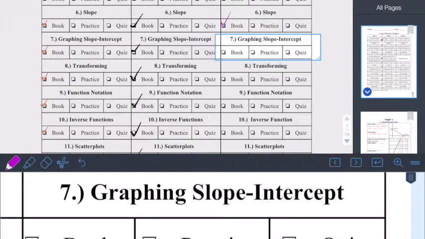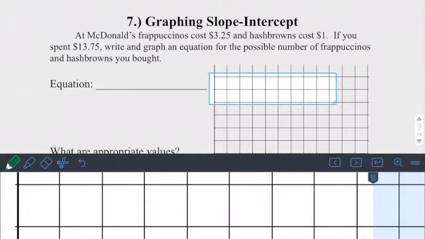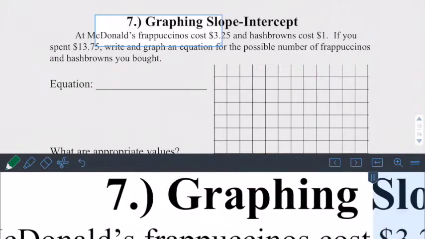Our seventh lesson is graphing slope-intercept at our Tier 3 level. At McDonald's, Frappuccinos cost $3.25 and hash browns cost $1. If you spend $13.75, write and graph an equation for the possible number of Frappuccinos and hash browns that you bought. We don't know how many Frappuccinos we have, so I'm going to call this F for Frappuccino.